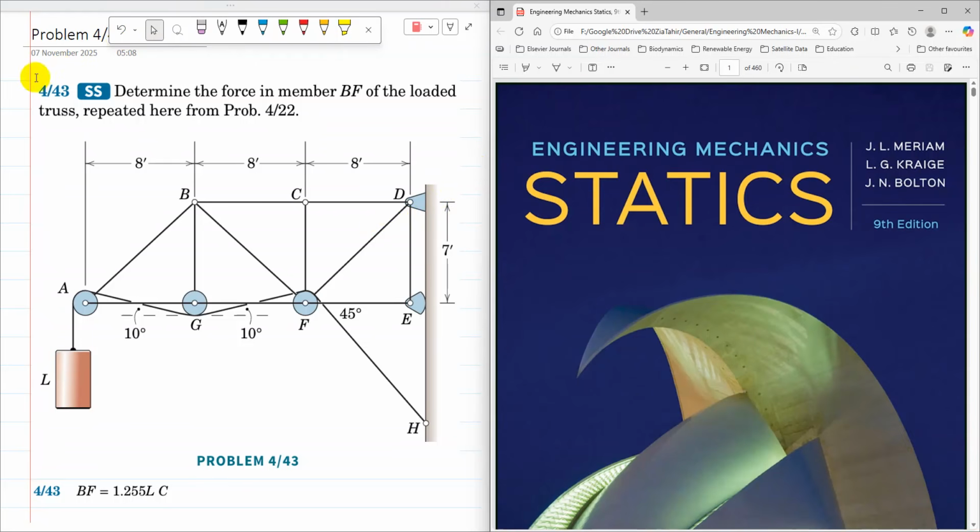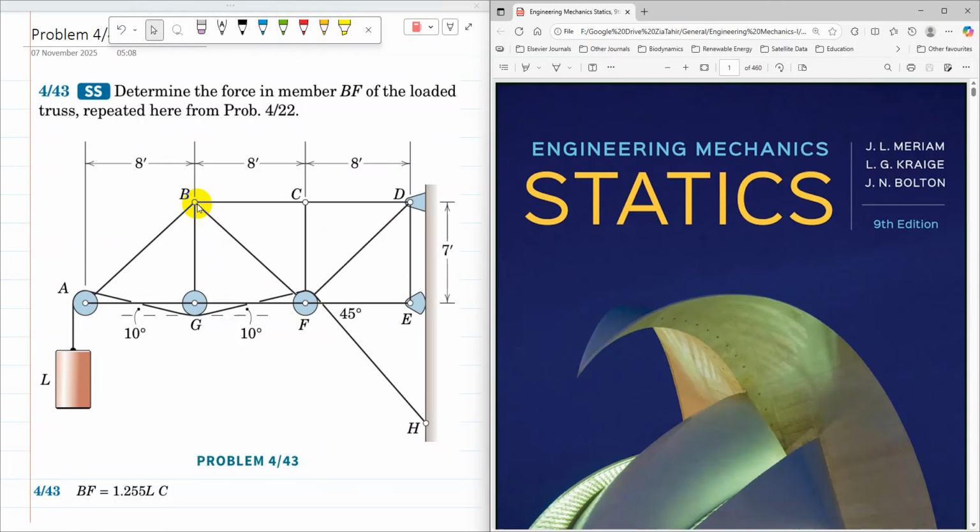This video tutorial is the solution to problem 4.3 of Engineering Mechanics Statics, 9th edition. The statement of the problem is: determine the force in member BF of the loaded truss. So member force BF is required.